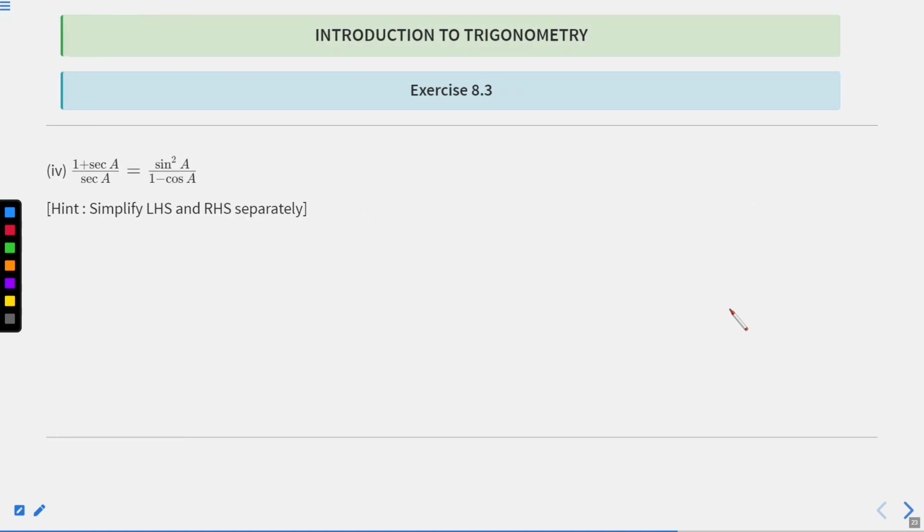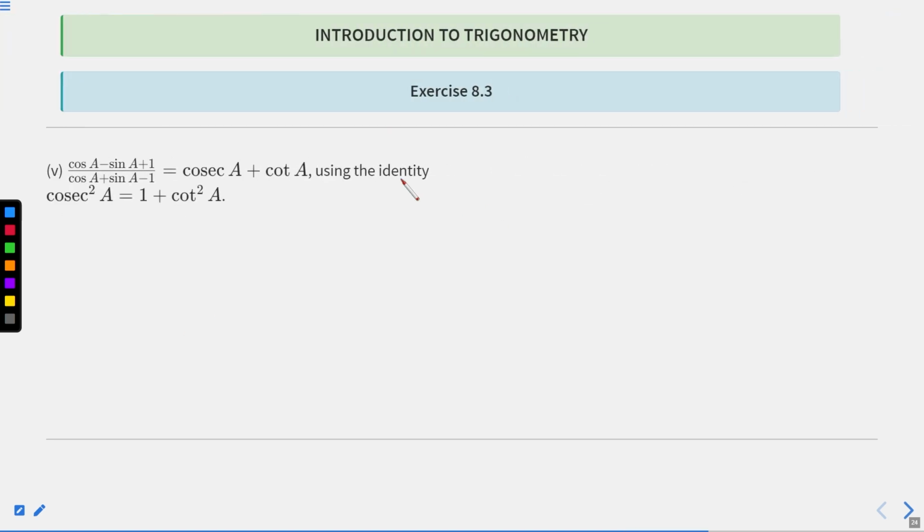So here we have question number 4. So in question number 4, here we have in left hand side 1 plus sec A by sec A, and this is equal to in right hand side sin square A by 1 minus cos A. So here I will give you a hint how to solve it. Basically you have to simplify first left hand side, and after simplifying left hand side you will get right hand side. Okay, so here left hand side is right hand side, hence proved.